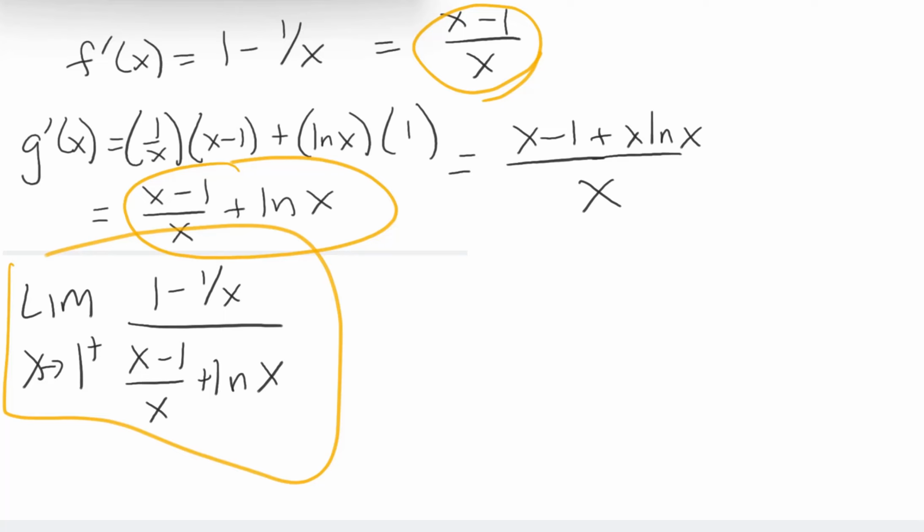That's just that over that. Because remember, when I'm doing L'Hopital's rule, it's the derivative over the derivative. So I just put the derivative over the derivative. And then how do you get the number you have now? x minus 1 plus x times ln x over x.